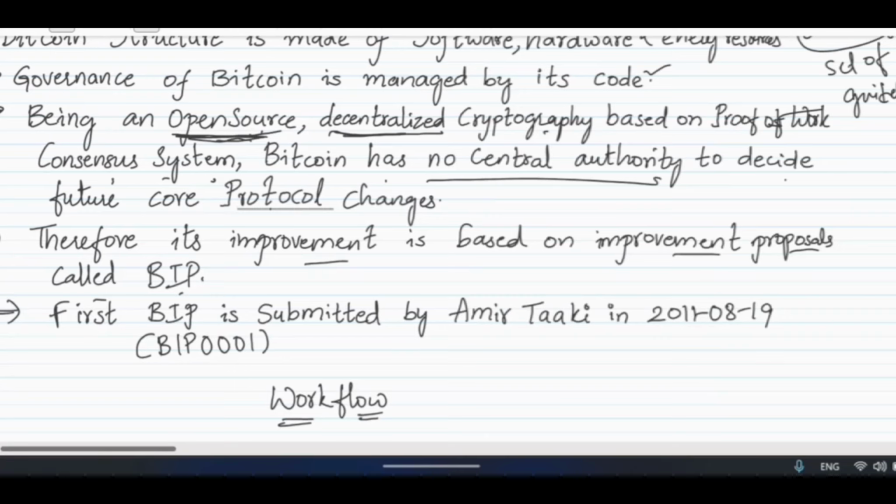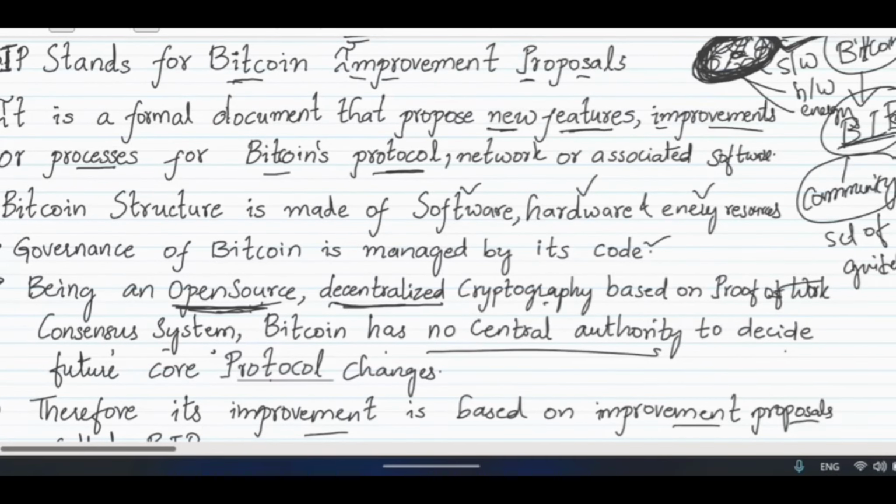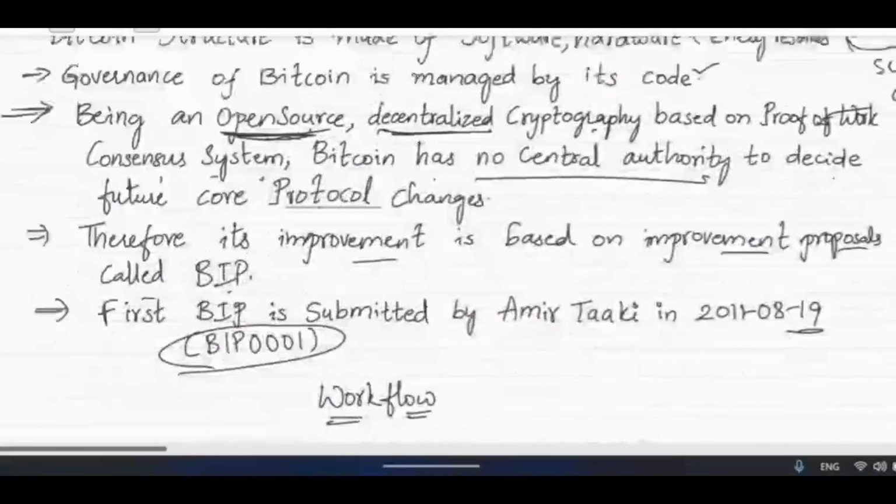The first BIP was submitted by Amir Taki on 2011 8/19. This is the first BIP, guys. BIP 0001 is the first BIP. This is about BIP. BIP is a formal document which has new features, improvements, or processes that have to be made for Bitcoin.